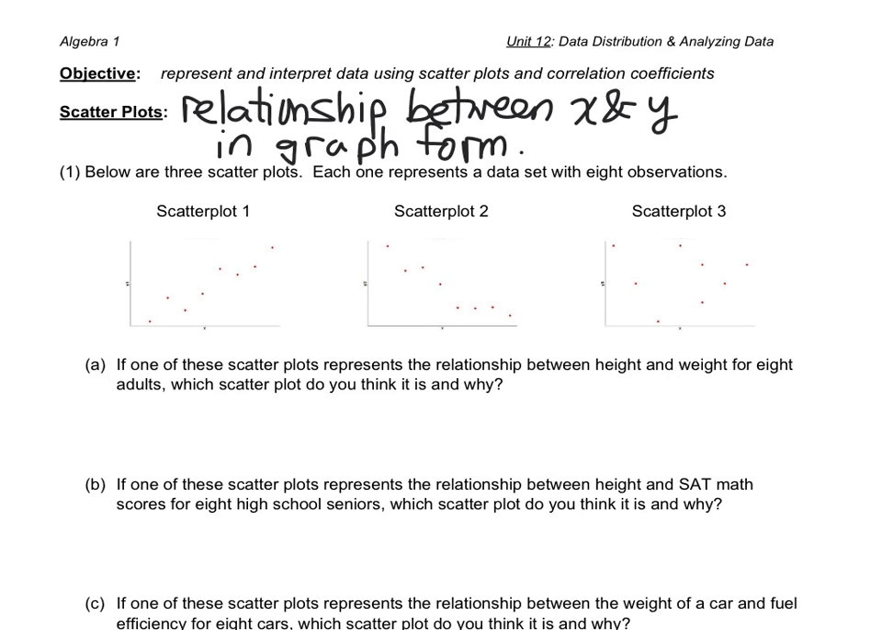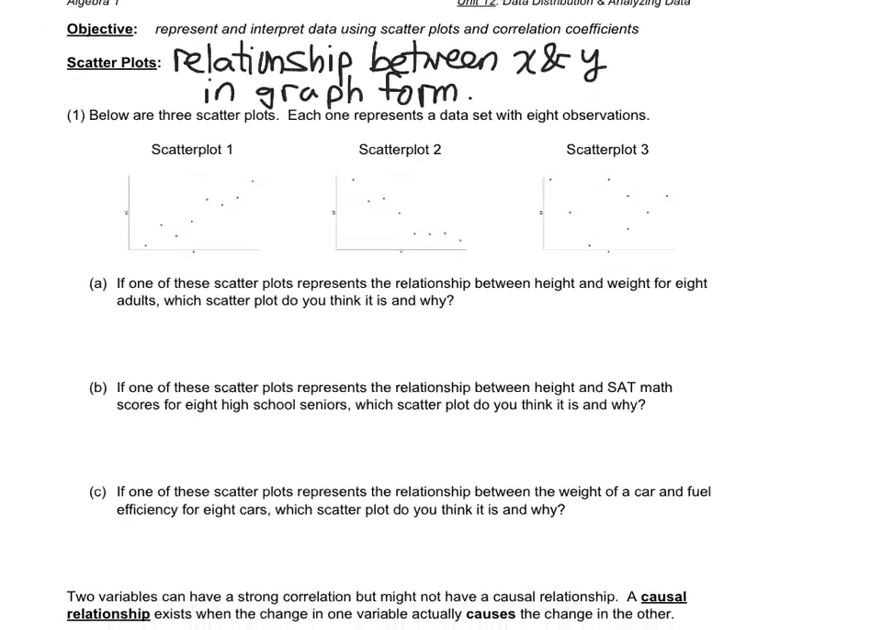And that's a reasonable assumption, because you would say, well, it could be really all over the place, all right? But if we assume that A, B, and C each correspond to a unique graph, then it's kind of in our best interest to read through all of them before we make a decision, all right? If one of these scatter plots represents a relationship between height and SAT math scores for 8 high school seniors, which scatter plot do you think it is and why? If one of these scatter plots represent the relationship between the weight of a car and its fuel efficiency for 8 cars, which scatter plot do you think it is and why?